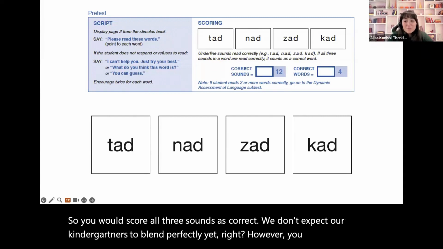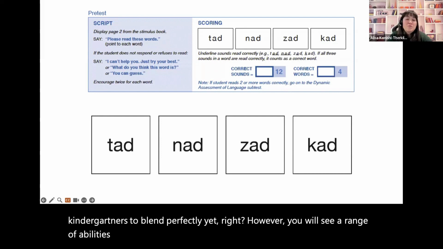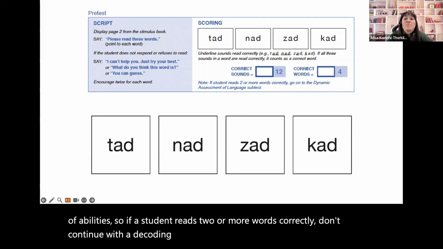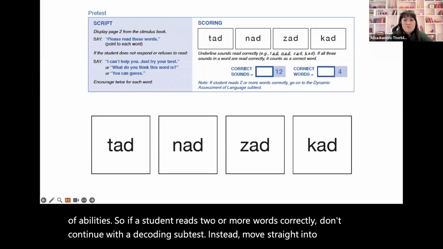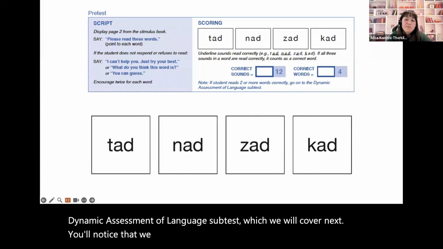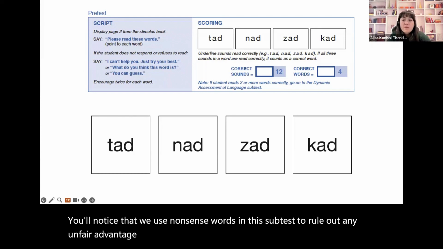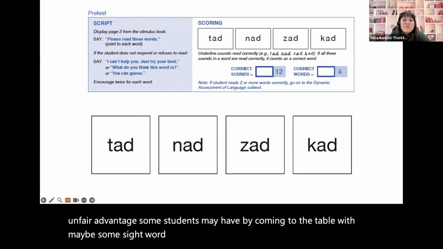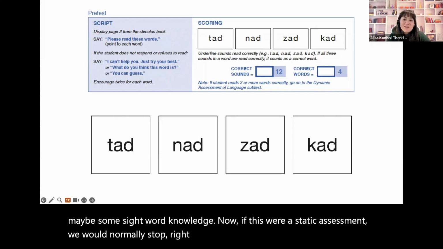However, you will see a range of abilities. So if a student reads 2 or more words correctly, don't continue with the decoding subtest. Instead, move straight into the dynamic assessment of language subtest, which we will cover next. You'll notice that we use nonsense words in this subtest to rule out any unfair advantage some students may have by coming to the table with maybe some sight word knowledge. Now, if this were a static assessment, we would normally stop right here, but we're not done.